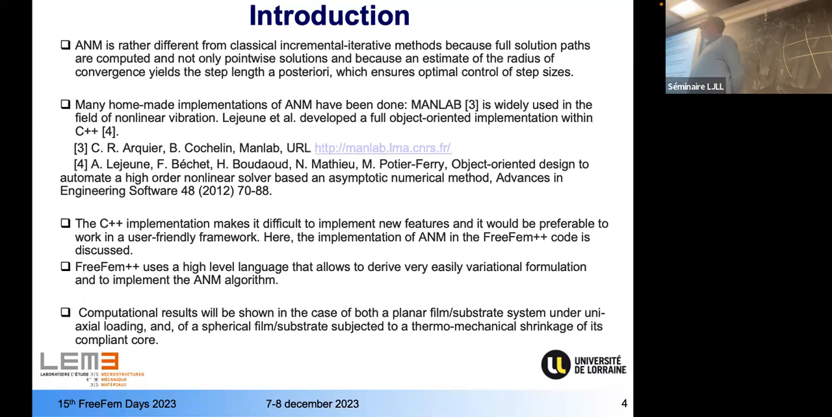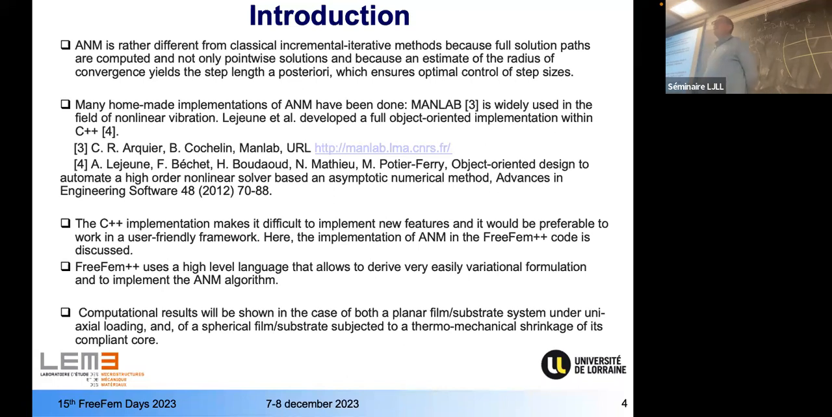The asymptotic numerical method is a little different from classical incremental iterative methods like Newton-Raphson, because the full solution paths are computed with a Taylor development and not only pointwise solutions. And because an estimate of the radius of convergence leads to the step lengths a posteriori, which ensures a good control of the step size. There have already been several implementations: one in MATLAB called MAN by Koshner, and another in C++ by Lejeune.